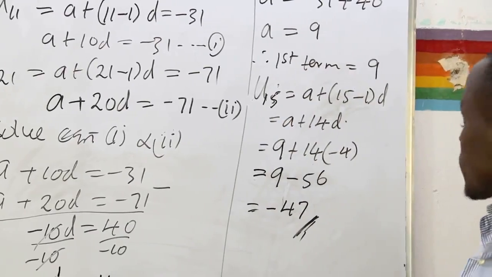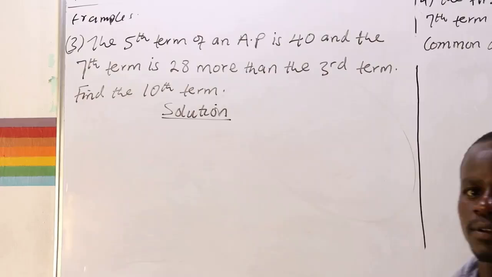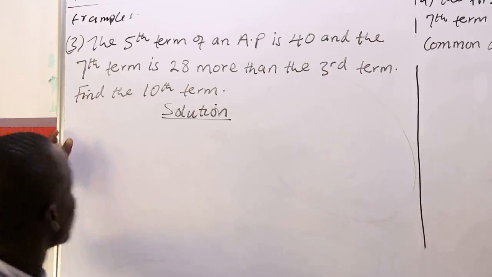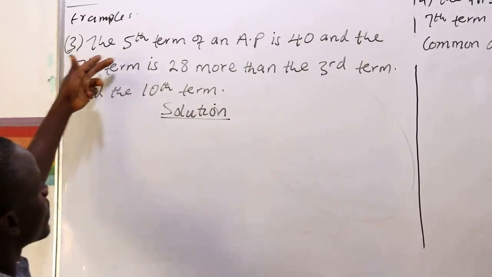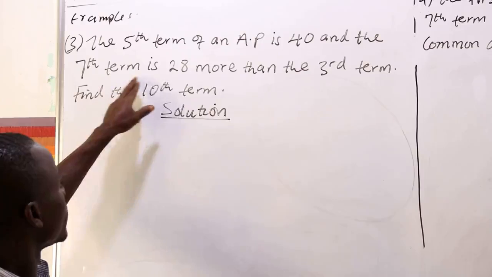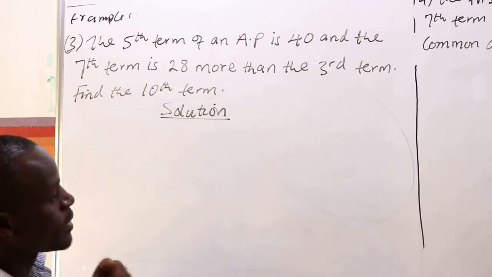And then we'll pick some more examples and then you see how to go about solving related problems. I hope you're learning something here. Let's take our next question. The question reads: the fifth term of an AP is 40 and the 7th term is 28 more than the 3rd term. Find the 10th term.